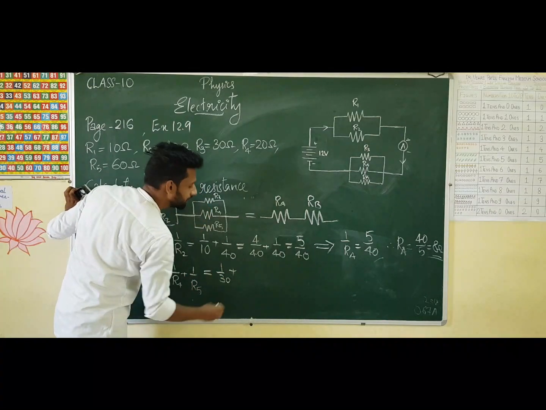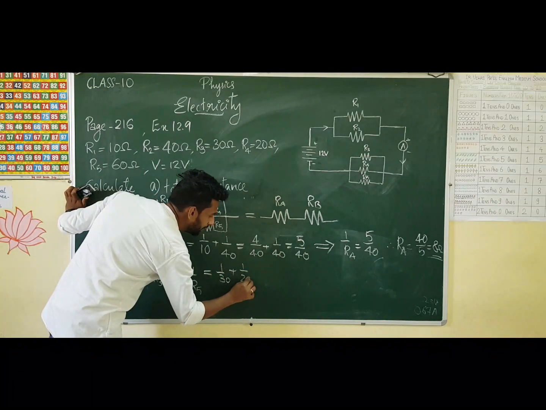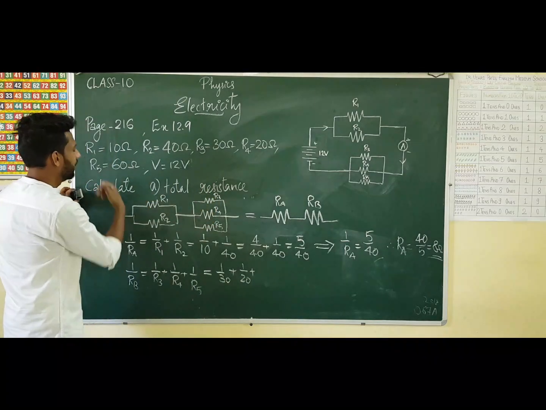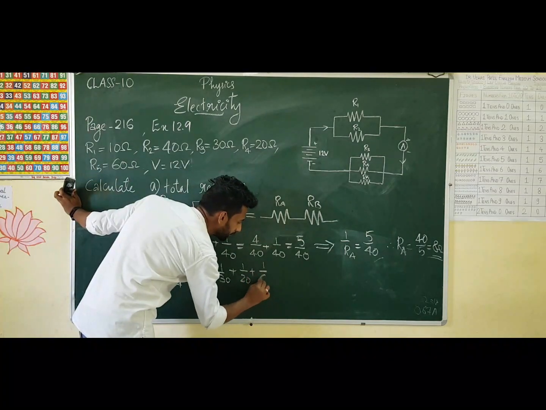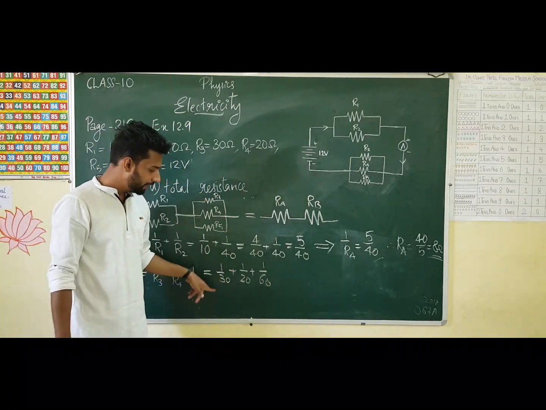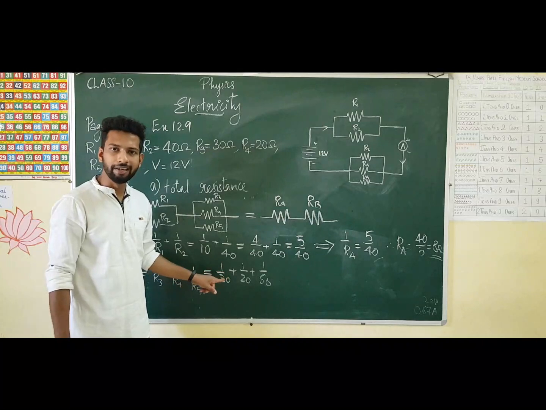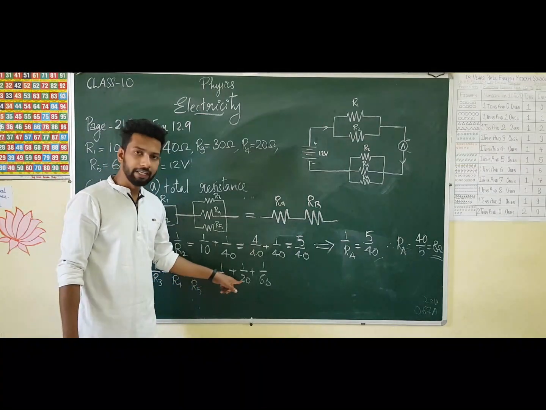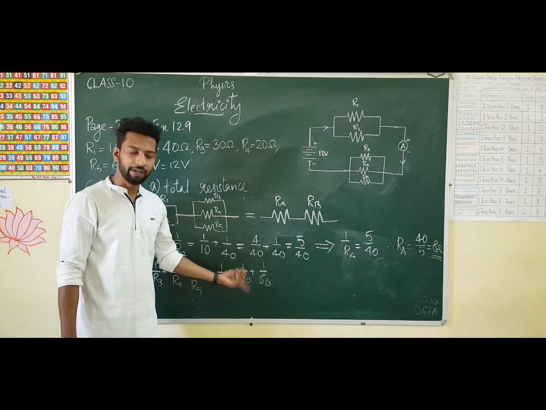Now substitute the values. R3 is 30, so 1 by 30 plus 1 by 20 plus 1 by 60. Here the LCM will be 60. So we have to make this 30 into 60, that is 2 into 30 equal to 60. Similarly here we have to multiply with 3, 3 into 20 equal to 60.